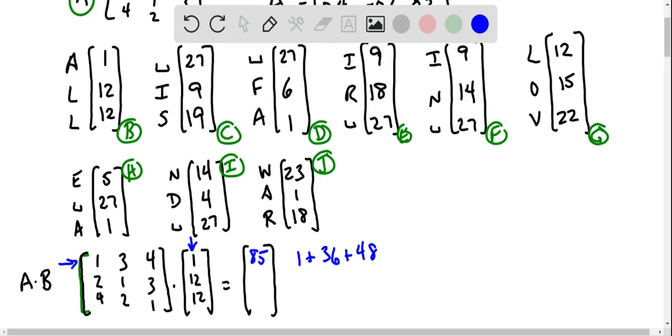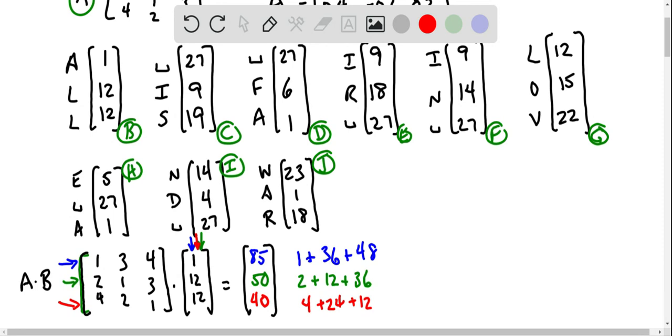So my first row, 1 times 1, 1, plus the second elements, 3 times 12, plus my third elements, 4 times 12 is 48. That's going to give me 85 when I add them all up. Okay, now for my second row, this one I'll do in green. Again, I only have one column. 2 times 1, plus 1 times 12, plus 3 times 12. And that's going to give me 50. And for my third row, 4 times 1, plus 2 times 12, plus 1 times 12. And that's going to give me 40. So my first three numbers in my encrypted message are going to be 85, 50, and 40.